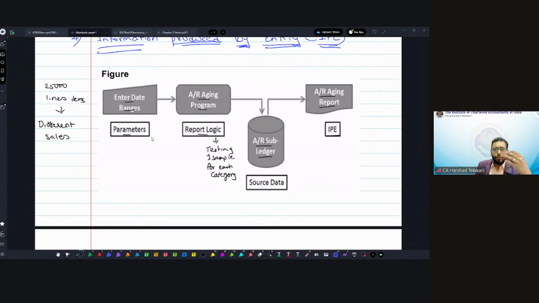Now, coming to the rest of the part, parameters and the source data. When I talk about the source data, assertions come into place: completeness and accuracy of the source data. How can you ensure accuracy and completeness of the source data by just testing one sample or a few samples? You cannot. Trust me, sir, you cannot. Yeah, sir, I am thinking along the same line.